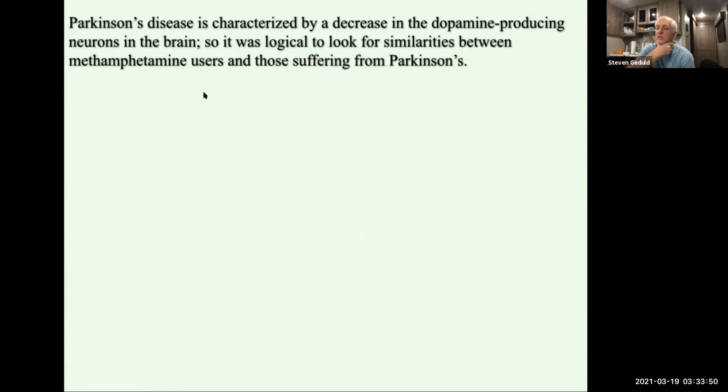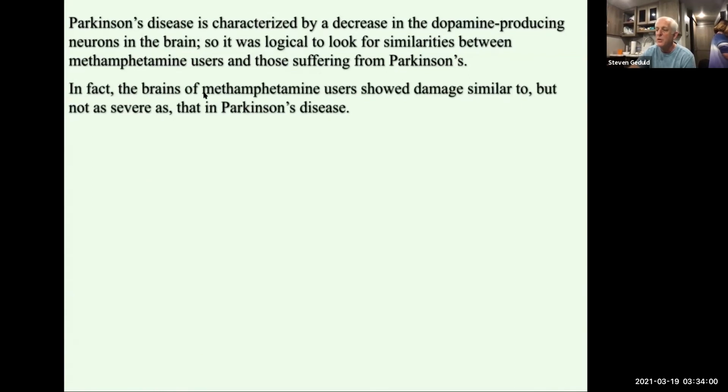Parkinson's disease is characterized by a decrease in dopamine producing neurons in the brain. So it's logical to look for similarities between methamphetamine users and those suffering from Parkinson's. Okay, so the brains of methamphetamine users show damage similar, but not as severe as that in Parkinson's disease. So it's doing the same effect on the brain, the same damage that Parkinson's disease does.